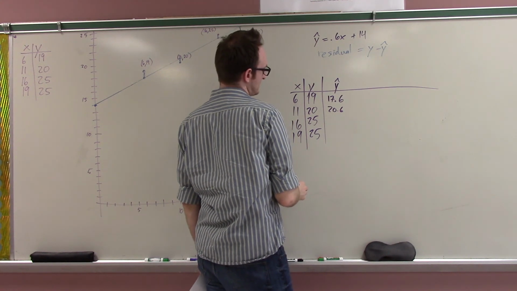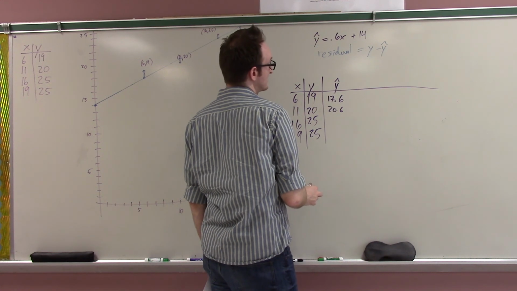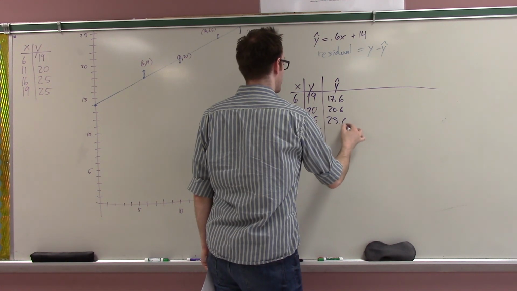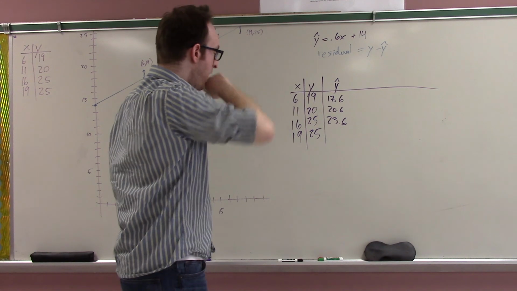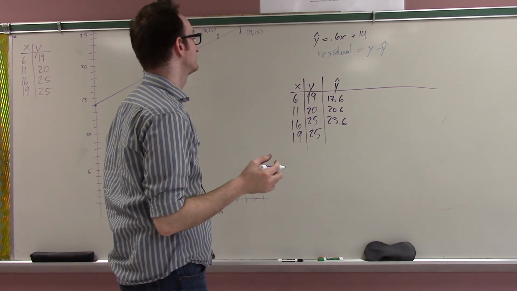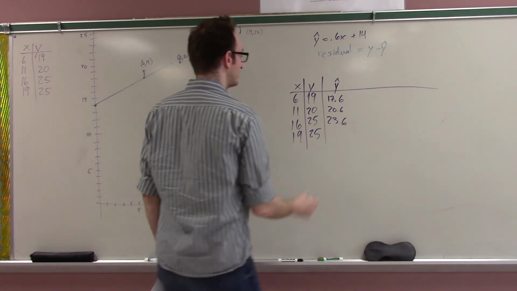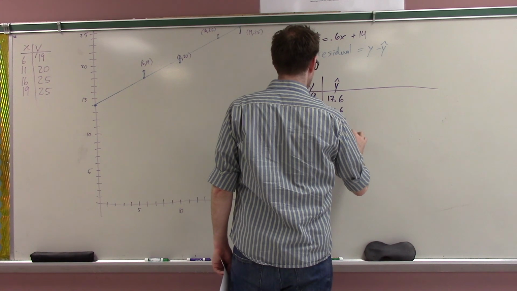16 is 9.6, so that's 23.6. 19, 60, and 54 is 11.4, so that's 25.4.